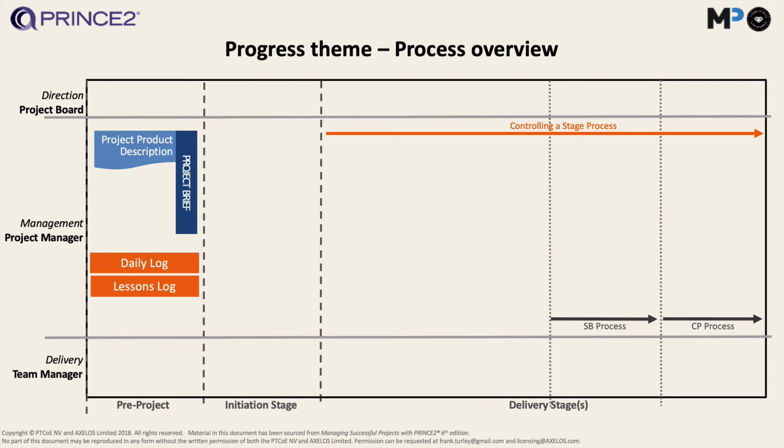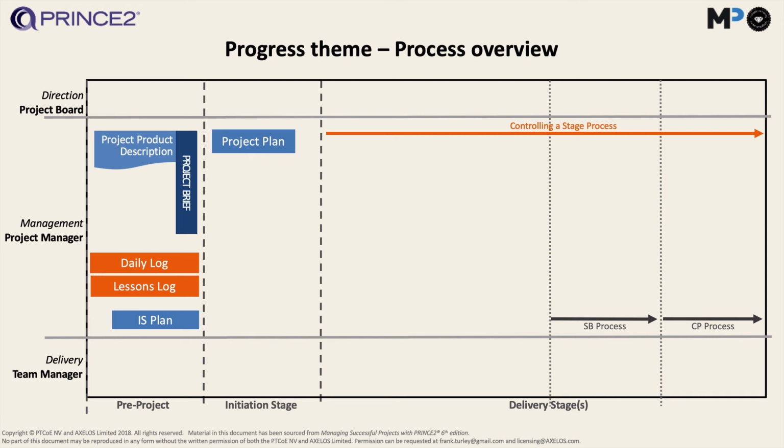Then at the beginning as well, we use the daily log and the lessons log, and the information there will be transferred to other documents for the future. But we use that then to manage the information at the beginning of the project. We create an initiation stage plan to manage the initiation stage, and then we can figure out if we're on track during the initiation stage. So manage our progress, let's say, during the initiation stage.